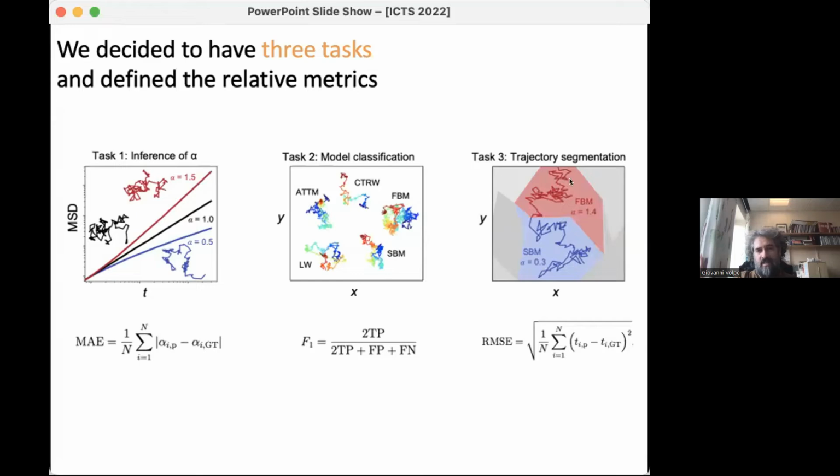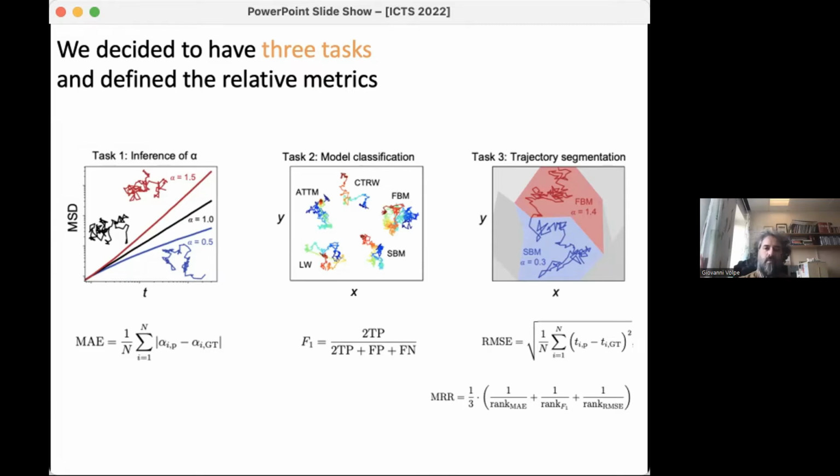And finally, for the segmentation task, we decided to introduce a root mean square error for the change point identification. But then we also wanted to evaluate the identification of the models and the identification of the 2 alpha values. What we decided to do is an inverse ranking. So basically, the final score on this task is given by the inverse average of the ranks that a certain participant obtains for the identification of the change point, of the underlying models, and of the alpha.